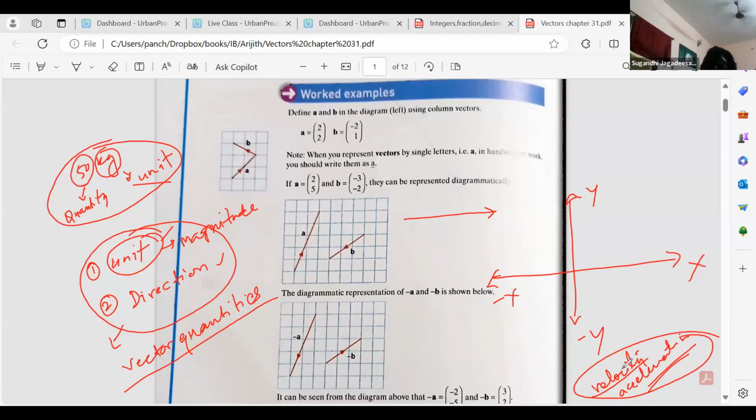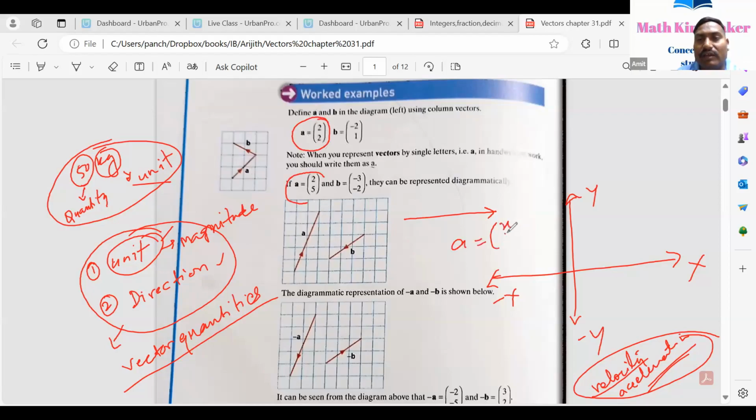Now, to write this vector A, we write the vector in this format, let us say 2, 2. What is at the upper side? On the upper side we write the change in x coordinate, and on the lower side we write the change in y coordinate. You can see vector A is from here to here. So it will be 2. How much is x changing? This value is 2.